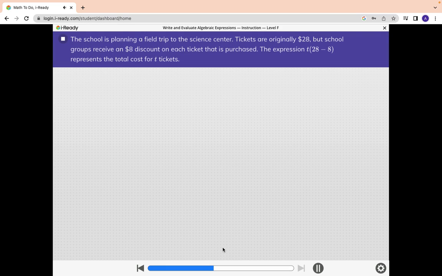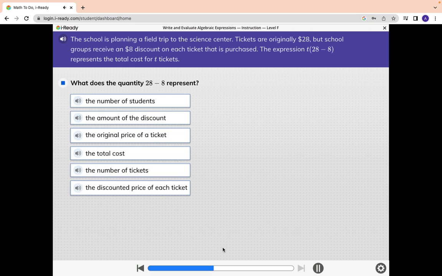The school is planning a field trip to the Science Center. Tickets are originally $28, but school groups receive an $8 discount on each ticket that is purchased. The expression T times the quantity 28 minus 8 represents the total cost for T tickets. What does the quantity 28 minus 8 represent?